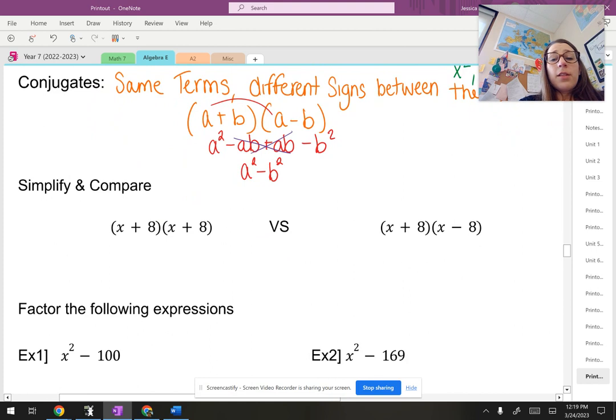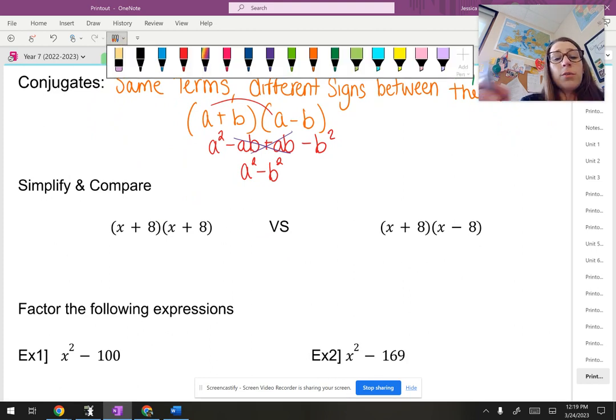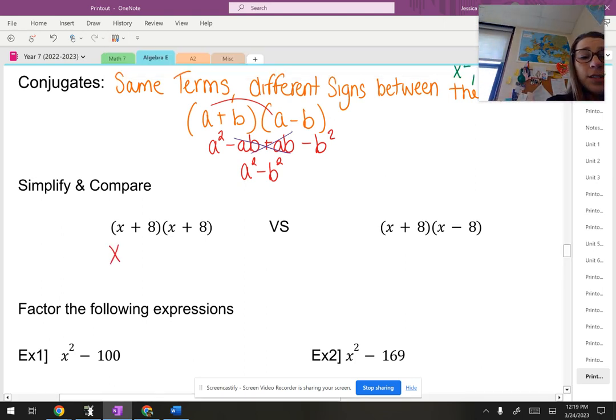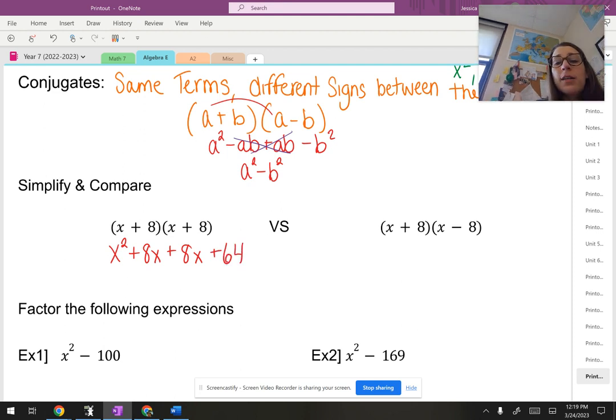So, looking at these two binomials that we're double distributing, what is the difference between them? Simplify them, compare them. Hopefully, you're recognizing that the difference between them is the fact that this first set here are both positive numbers, whereas the second set over here are conjugates. They have those opposite signs going on between them.